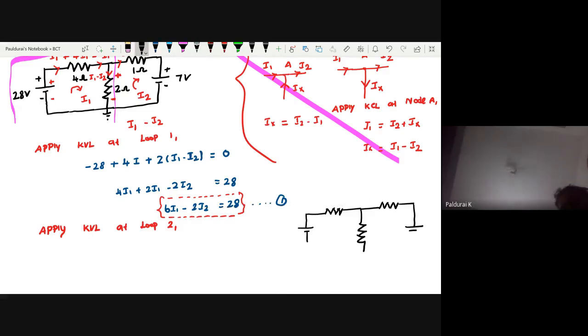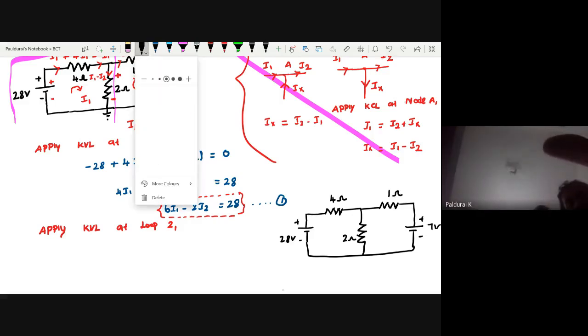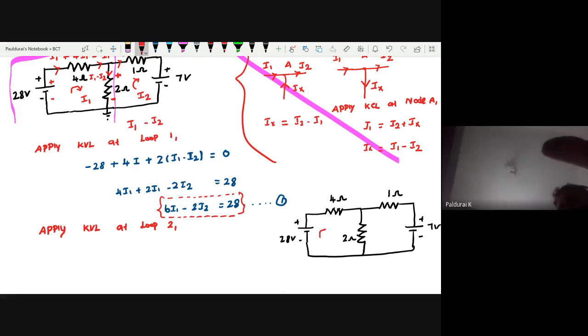Same logic, nothing is new. So this is 28 volt plus minus, this is 4 ohm, this is my 2 ohm, this is my 1 ohm, this is my 7 volt plus minus. And what we assumed, always you want to assume this is my I1 and this is my I2. Now listen, coming to loop 2.